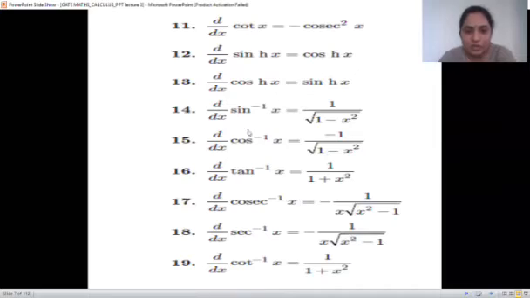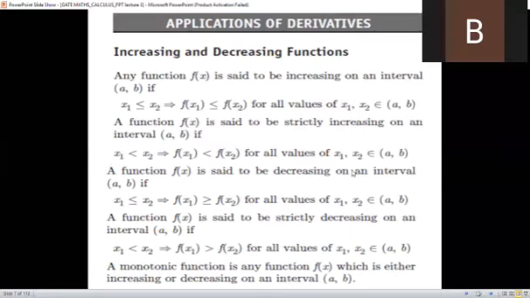Next, derivative of sin inverse x is 1 upon root 1 minus x square, and of cos inverse x is minus 1 upon root 1 minus x square. Next is derivative of tan inverse x, that is 1 upon 1 plus x square, and derivative of cosec inverse x is minus 1 upon x into root x square minus 1. Similarly, that of sec inverse x is similar to cosec inverse, and derivative of cot inverse x is minus 1 upon 1 plus x square.